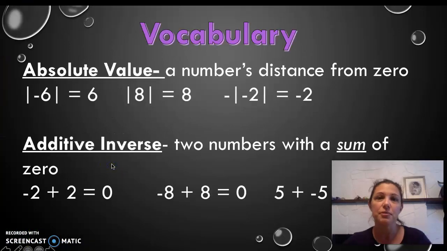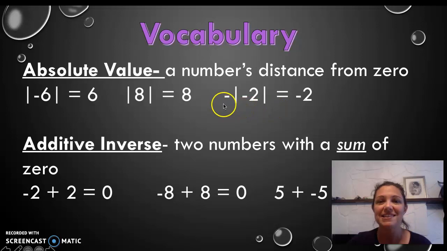So we're going to start with the vocabulary, and yes, I want you to write both of these terms down, even though I know absolute value is a review. So absolute value, remember, is a number's distance from zero, how far away it is from zero. An absolute value cannot be negative because distance cannot be negative. So the absolute value of -6 is 6. It is 6 away from 0. The absolute value of 8 is 8. It is 8 away from 0.